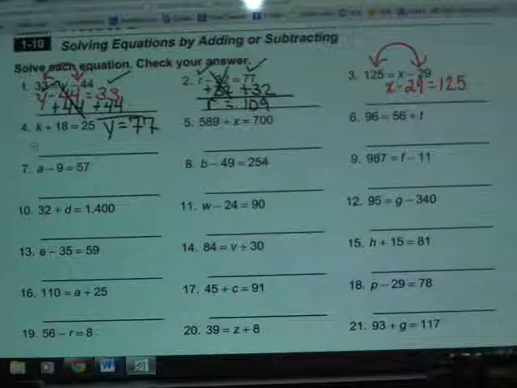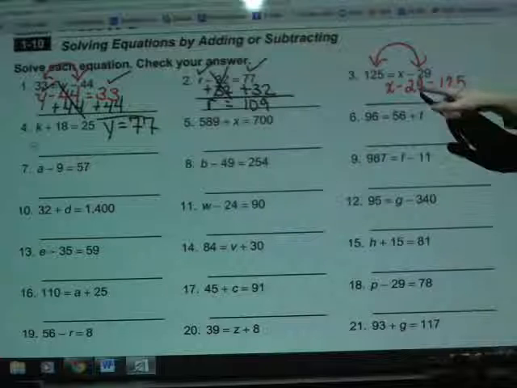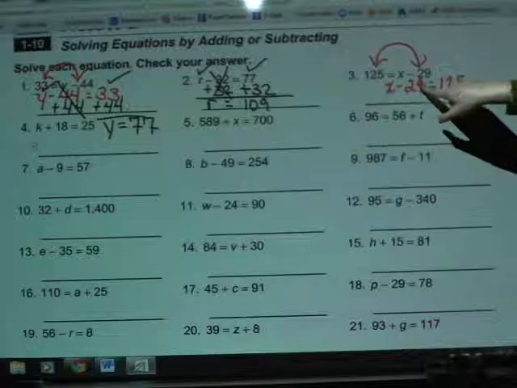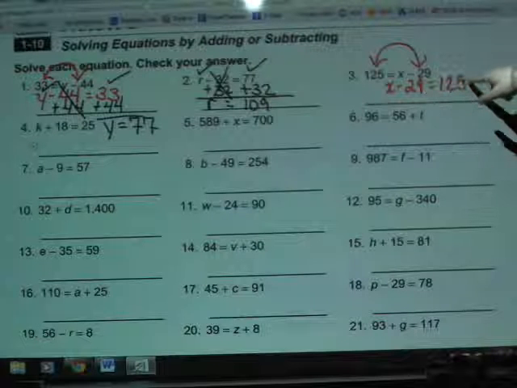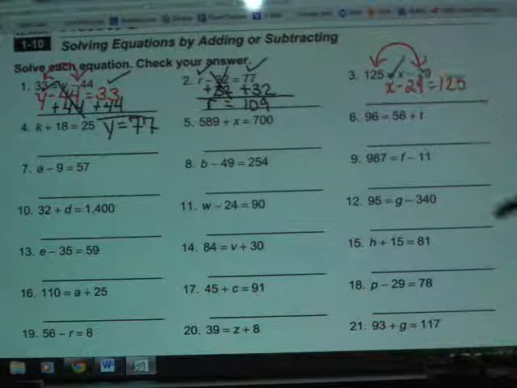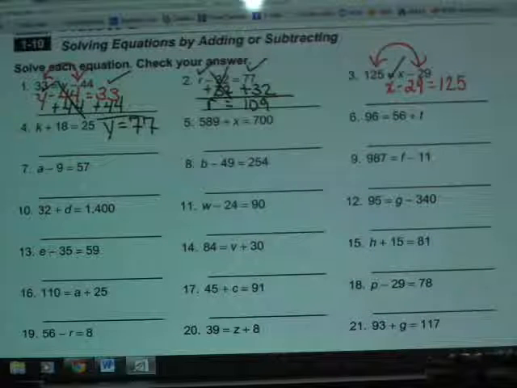All right, number 3, x minus 29 equals 125. So we're going to have to go ahead and move 29 out of the way here. Why? Because that's a number. Remember, numbers belong on the right side of the equal sign. What's good about this question? Well, the variable x is on the left side of the equal sign. Variables belong on the left side of the equal sign. And the number 125, well, those numbers do belong on the right side of the equal sign, so he's in the right place as well.